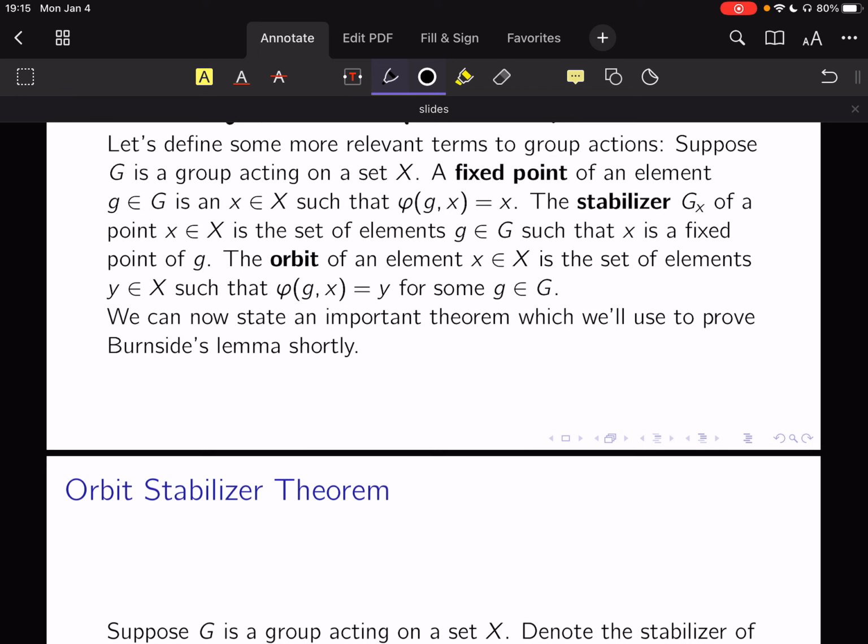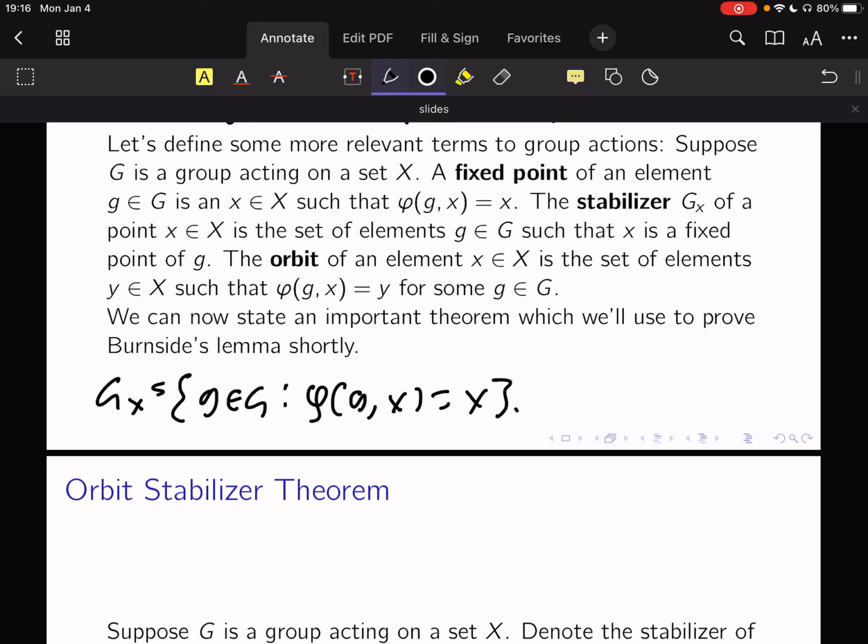A fixed point of an element g in G is an x in capital X such that phi of g, x equals x. So it's basically that the transformation isn't actually changing the object. The stabilizer G sub x of a point x in X is the set of elements g in G such that x is a fixed point of g. So we have that G sub x equals the set of g such that phi of g, x equals x. In other words, it's the set of all fixed points.